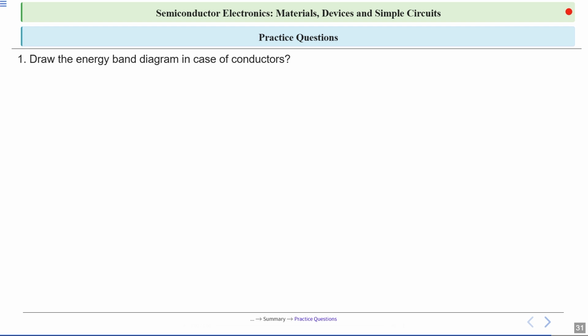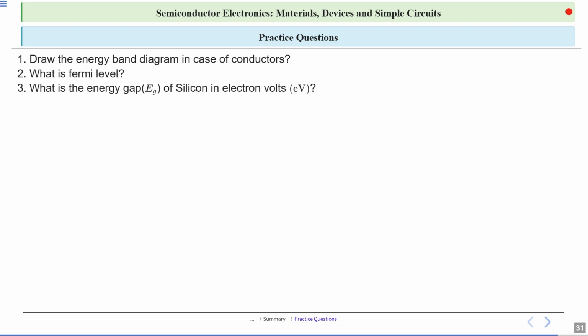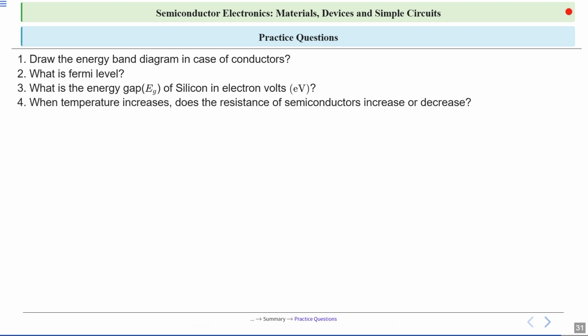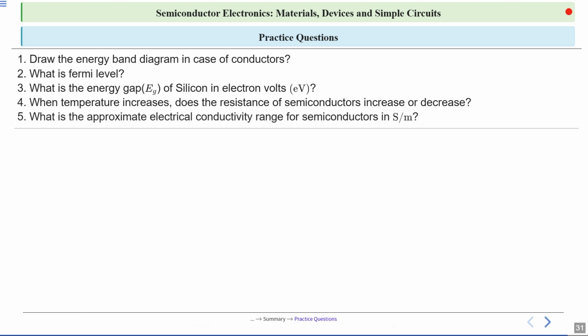Let's see some practice questions based on the topic that we have studied today. Draw the energy band diagram in case of conductors. What is Fermi level? What is the energy gap of silicon in electron volts? When temperature increases, does the resistance of a semiconductor increase or decrease? And what is the approximate electrical conductivity range for semiconductors in Siemens per meter?